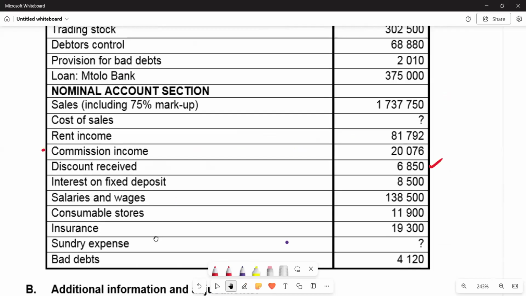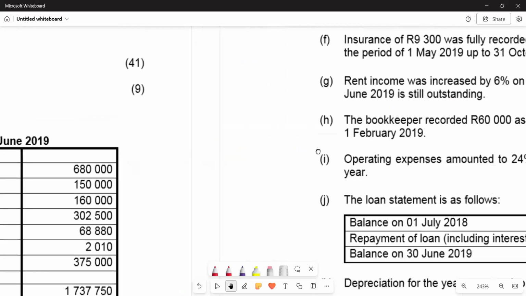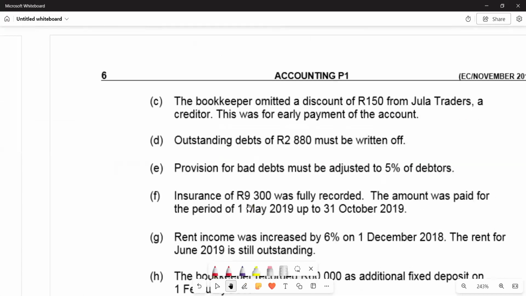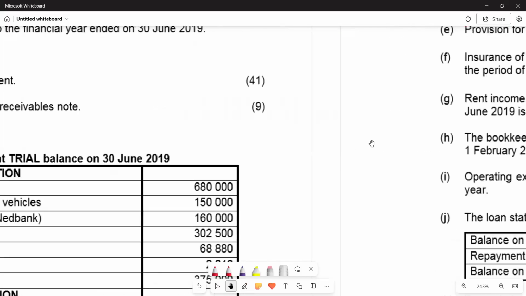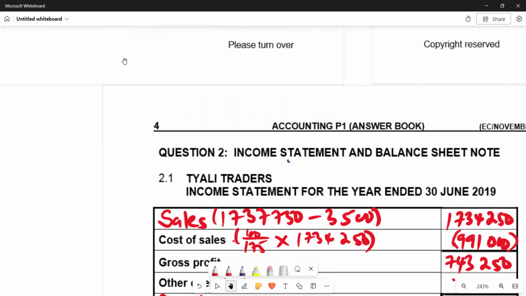But also we have to check in additional information if you've got anything to do with the discount received. We can try to go down, checking about that. But if you got information saying the bookkeeper omitted a discount of 150 rands from July Traders, a creditor. This was for early payment of the account. So we've got discount received that was omitted. So it wasn't added. So you need to add it to the balance that is given for discount received in the list of balances. So we add 150 to this figure, 6,850 to get the total. So you can go and adjust for that.